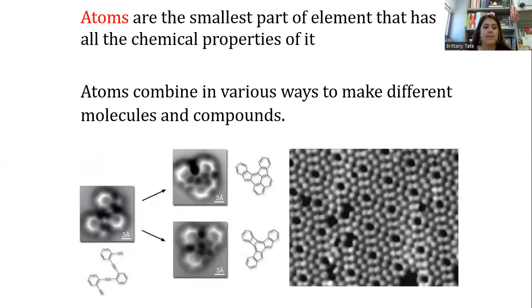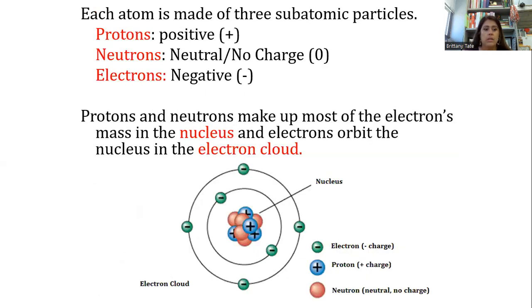Okay, into atoms. So atoms are the smallest part of an element and it has all the chemical properties of it. So we said it is the smallest part of matter. So all matter has atoms, and atoms combine in various different ways to make molecules or compounds. So each atom is made up of 3 subatomic particles. It's made up of protons, neutrons, and electrons.